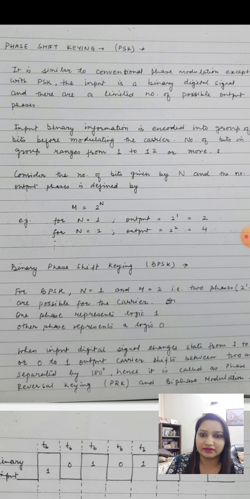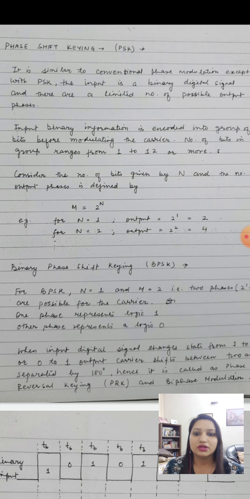So, let us consider an example. Consider the number of bits given by capital N, and the number of output phases defined by M equals 2 to the power N. So, if we are considering N bits, then the total output phases will be 2 to the power N. Let us say we take 1 bit, so the output phases will be 2 to the power 1 equals 2, and for N equals 2 the output will be 4, and so on.